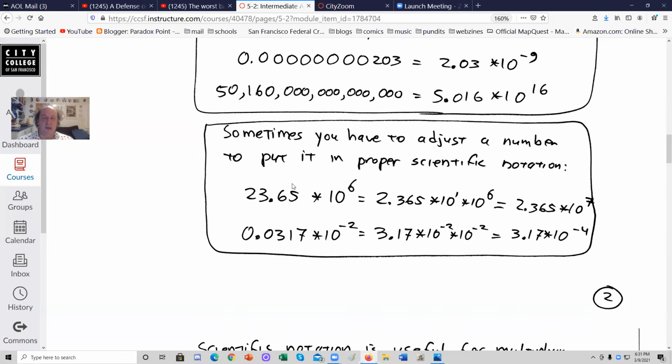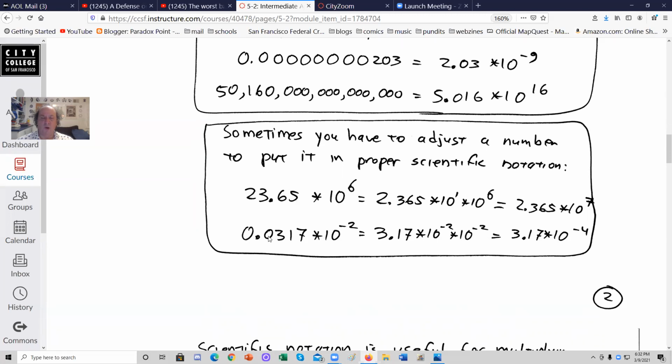All right. Sometimes a number is not quite in scientific notation. Take 23.65 times 10 to the sixth. This is not between 1 and 10. So what you do is rewrite 23.65 itself in scientific notation, 2.365 times 10 to the first. Then bring the 10 to the sixth over, add exponents, and get 2.365 times 10 to the seventh.